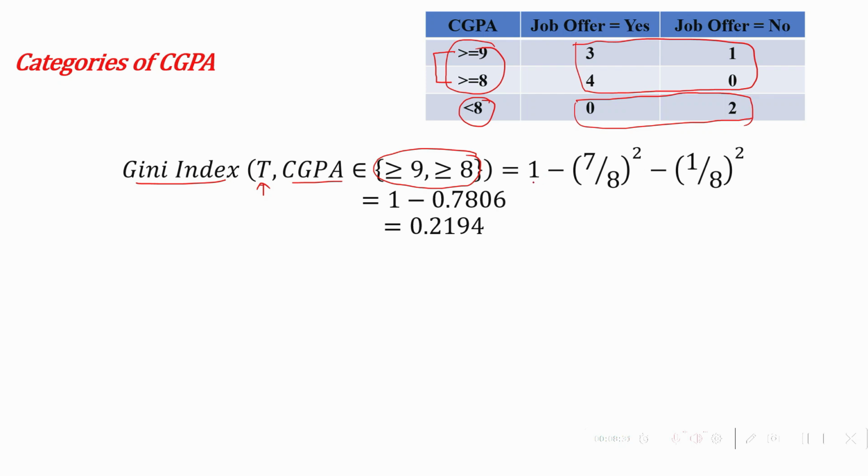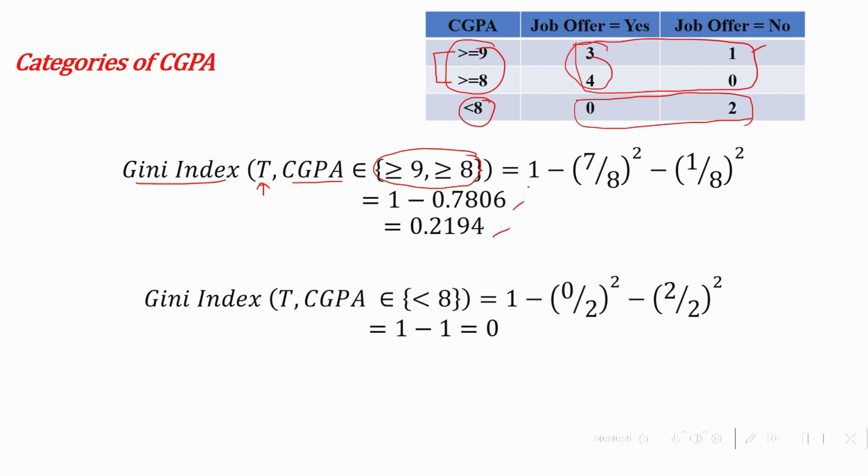So that is equal to 1 minus, the total number of yes for greater than or equal to 9 and greater than or equal to 8 is 7 out of a total of 8 elements. So that means 1 minus 7 by 8 whole square, minus how many no's are there? Only one no is there, so 1 by 8 whole square. That is equal to 1 minus 0.7806, equal to 0.2194.